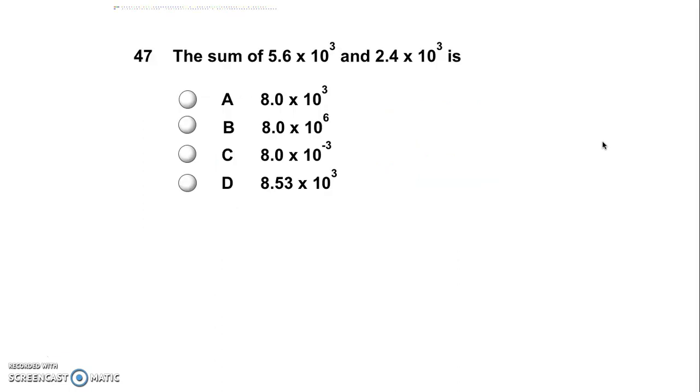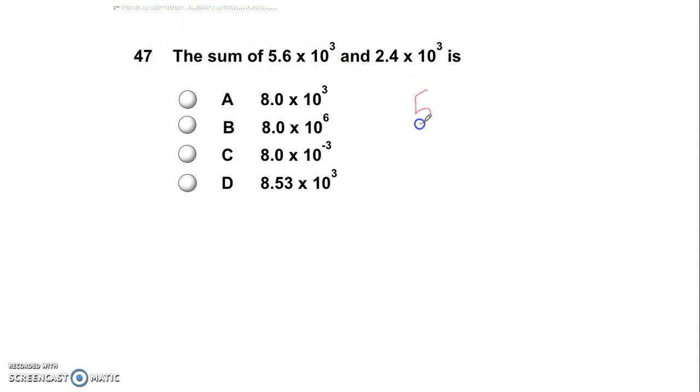All right, so let's practice with these now that we have kind of walked through them a couple times. I want you to pause it so then you can try it by yourself and then we'll go over it together. All right, so the sum of 5.6 times 10 to the third and 2.4 times 10 to the third.